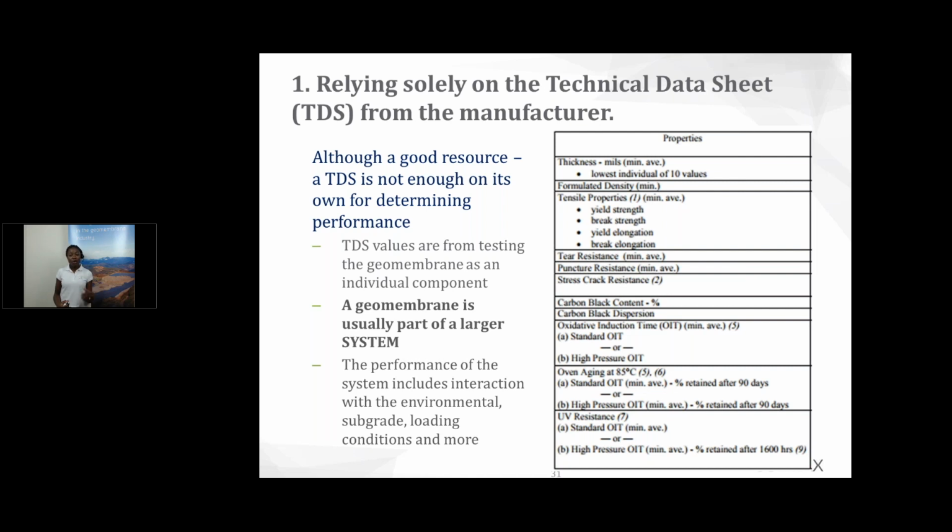The main reason for this is that when the index testing for characterizing material is done, we just do it on an individual component. So we test this material in isolation, outside of a system. In reality, any geosynthetic material, not just geomembrane, is part of a larger system. So there are conditions to consider: the environmental conditions, the subgrade, the loading, and so many other conditions. So relying on a technical data sheet won't give you a good representation of field performance or service life. So it's essential for you to complete performance testing under the expected conditions.